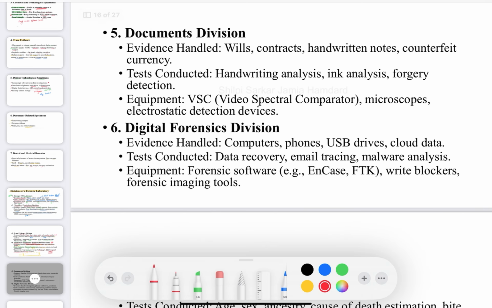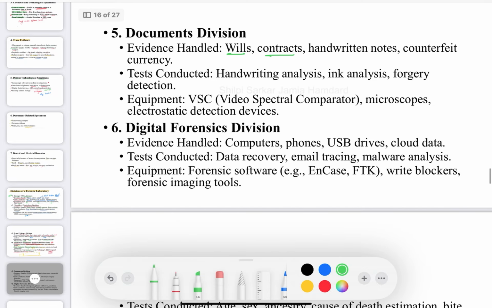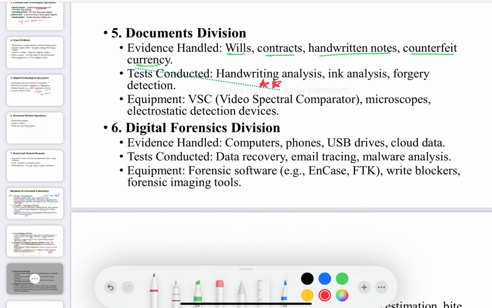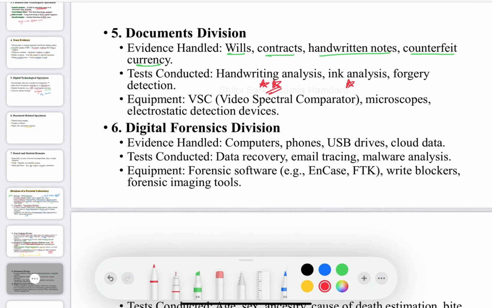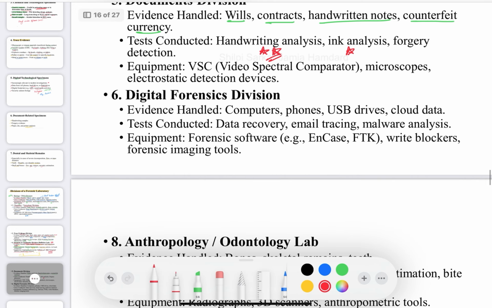Fifth division is the documents division, which was discussed in the previous slides. Documented evidence can be handwriting, ink, printer analysis, and many other things. It can be wills, contracts, handwritten notes, counterfeit currency, right? What kind of test is conducted here? Handwriting analysis to find out the culprit, ink analysis, and forgery detection. Equipment used are the video spectral comparator, microscopes, and electrostatic detection devices.